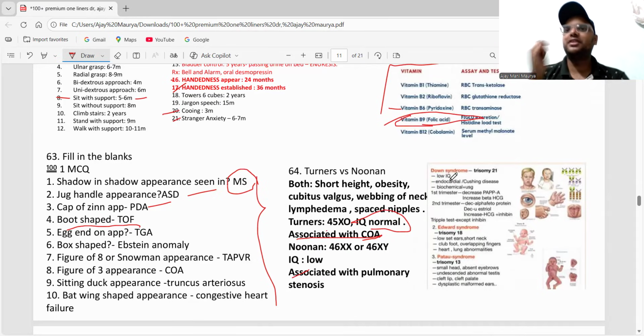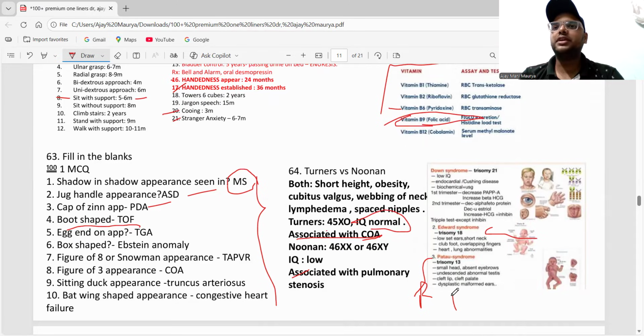Down syndrome, everyone knows this one. Remember here the adverse E: E for Edward, E for 18. Edward syndrome is trisomy 18, and also there are low set ears and a short neck. Here they're going simple, Down syndrome is trisomy 21. Remember, if you are Telugu, this is Patau; in Telugu it's Padamudu. P for Patau, P for Padamudu, 13. That's what to remember.